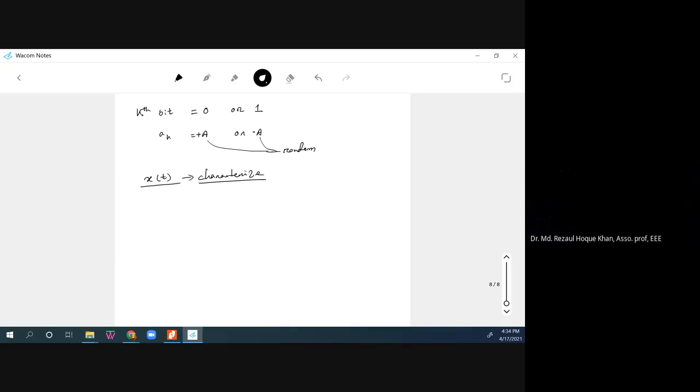We need to know the Fourier transform of this signal p(t). What will be the Fourier transform of this signal? p(t) will become P(f), right? This will be its Fourier transform. It means from the time domain signal, we want to convert it to the frequency domain signal.